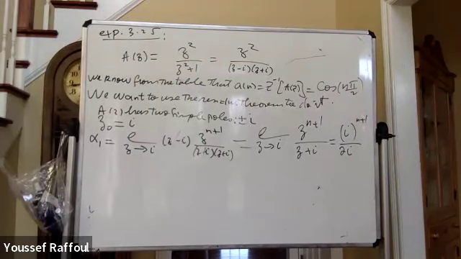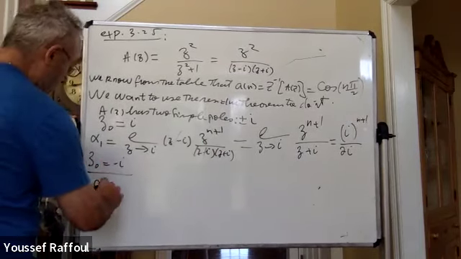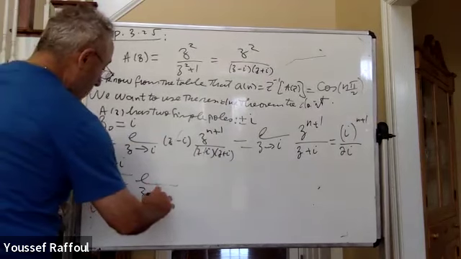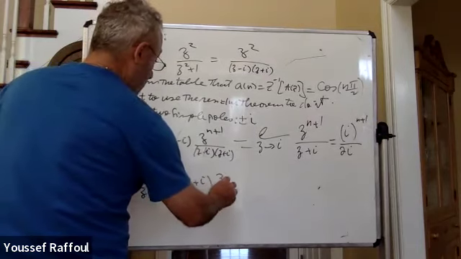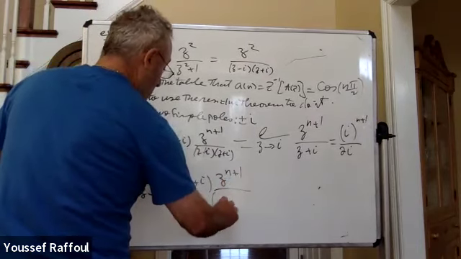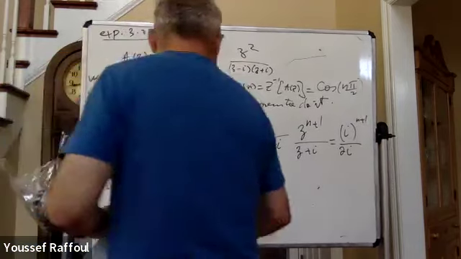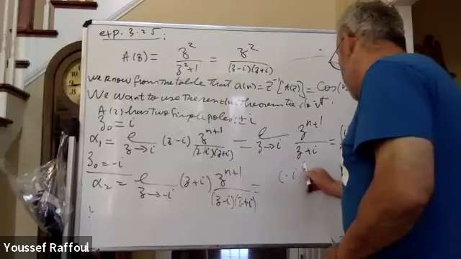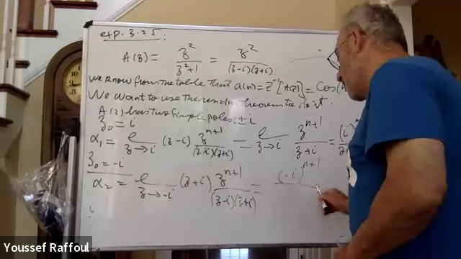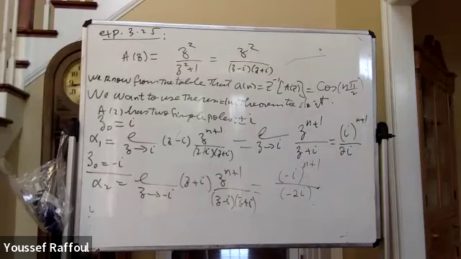Now if I take Z0 equal to minus i, alpha 2 is the limit as Z approaches minus i of (Z plus i) Z to the n plus 1 over (Z minus i)(Z plus i). Cancel, cancel, and that is going to be minus i to the power n plus 1 over minus 2i.